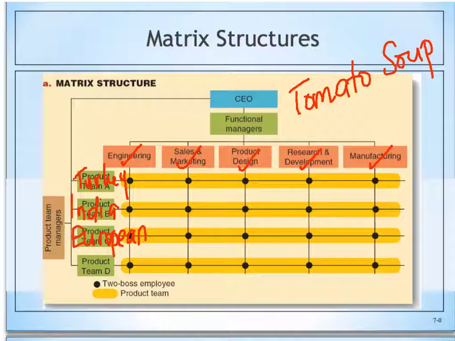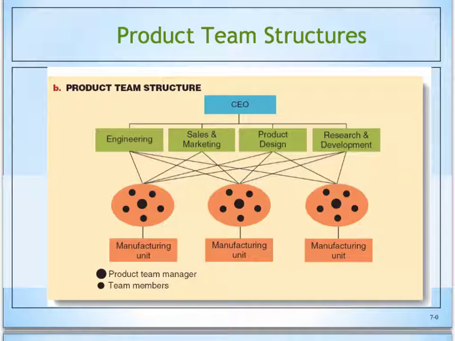There are actually pros and cons to a matrix structure. When you have two bosses, you may have higher conflict possibility and two different goals to achieve. The next market structure would be the product team structure.